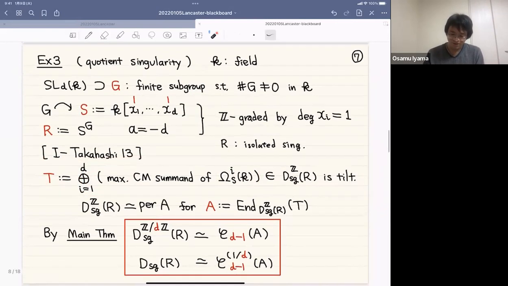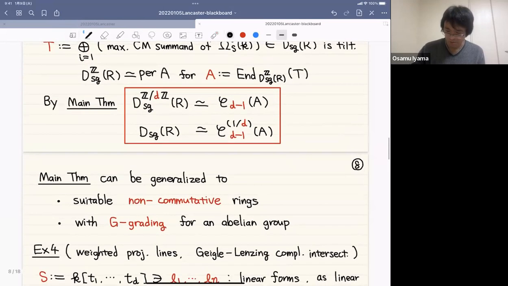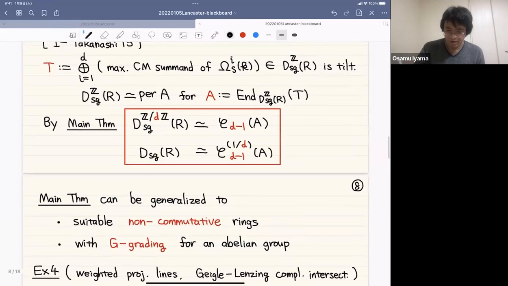In particular, by tilting theory, we get a triangle equivalence between the G-graded singularity category and the perfect derived category over the endomorphism ring. And by applying our main theorem, we again get an equivalence between the singularity category, or the DG-graded version of it, and the cluster category and a certain quotient of it. So this is another example. Maybe I should have prepared a more concrete example by a quiver with relations given by the McKay quiver, but I did not have time to do it. So now, let me explain some other examples.